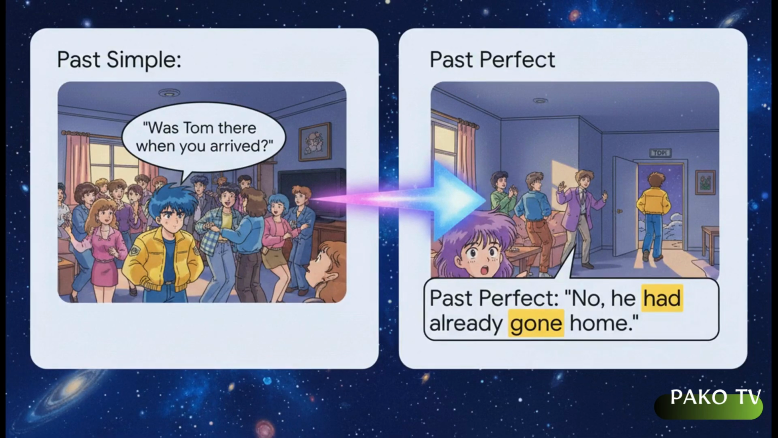Okay, check out this little exchange. The question, was Tom there when you arrived? That's past simple. It's asking about one specific moment in time, the arrival. But look at the answer. No, he had already gone home. That uses the past perfect to explain what happened before that moment. It gives you context that the past simple just can't.